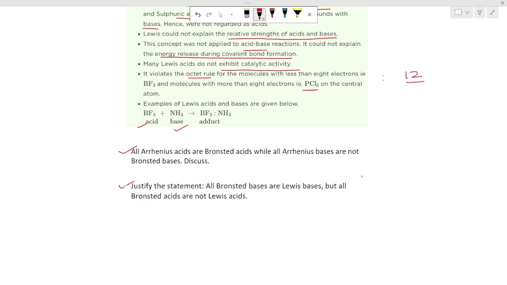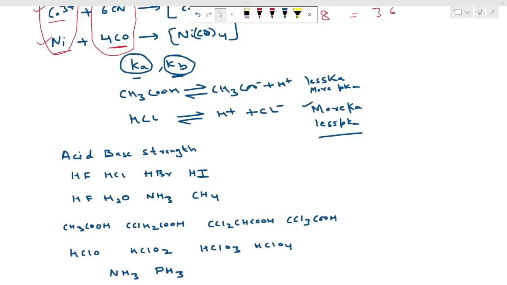Another statement is: justify the statement that all Bronsted bases are Lewis bases, but all Bronsted acids are not Lewis acids. This is also easy to explain. All Bronsted bases are also Lewis bases, but all Bronsted acids are not Lewis acids. You have to explain these two with the help of examples. Let us now see the concept of Ka and Kb.